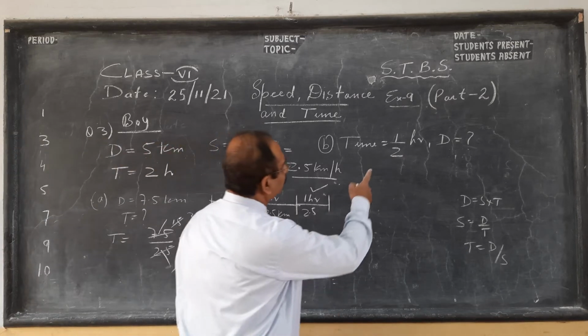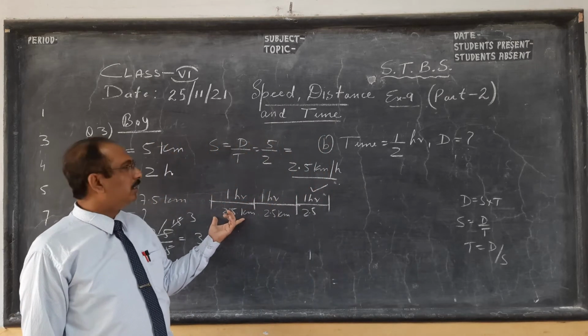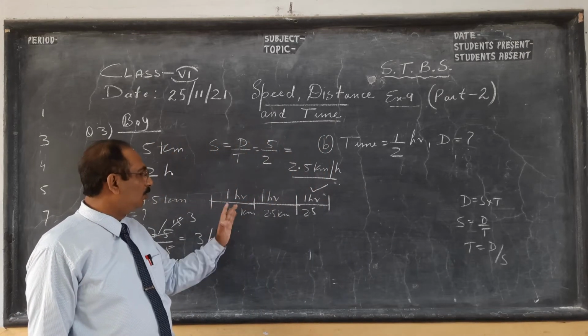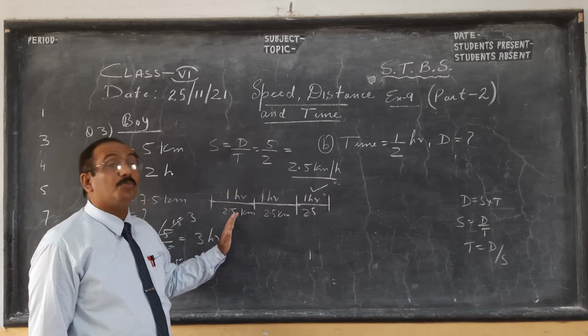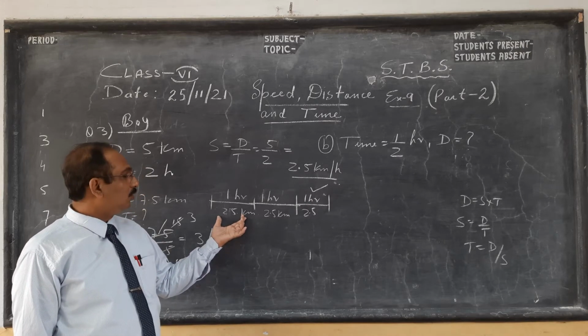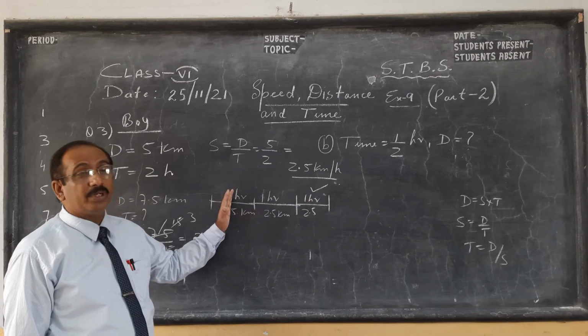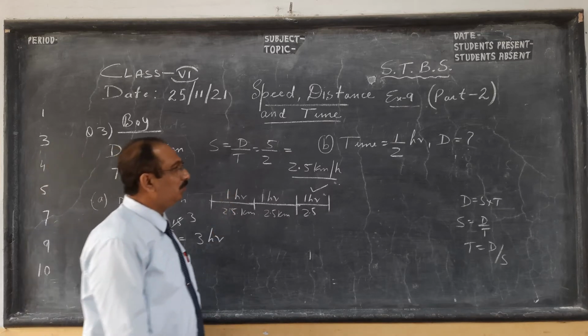Second part, children, time is given, half an hour. Another way, the mental maths method: half an hour, how much will he go? In 1 hour he goes 2.5 kilometers, children. So in half an hour he will go 1.25. So imagine this is rupees and paise: 2 rupees 50 paisa, so half will be 1 rupee 25. So the answer will be 1.25 kilometers. But how to do it? Let us see.